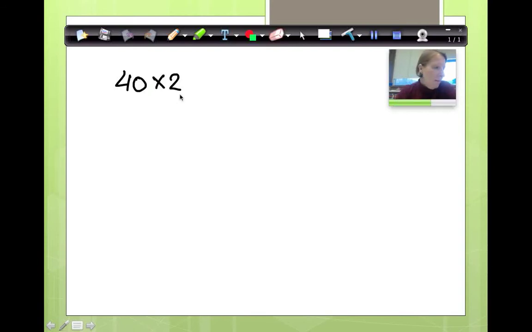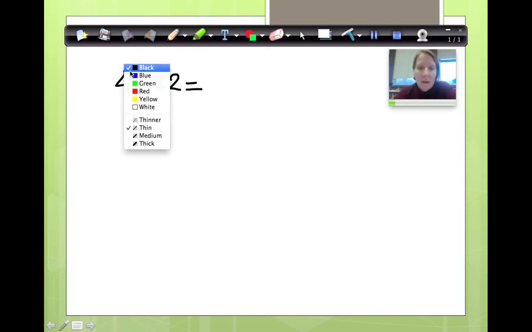Now, which tens fact gives us a product of 40? Wait a minute. I'm using words and I'm not sure that you remember. So let's do our labels. We had factors, we had products. Which is my factor? Let me get a different color. I'm going to do blue. A factor is the things that we multiply. This is a factor, this is a factor. What is the product?